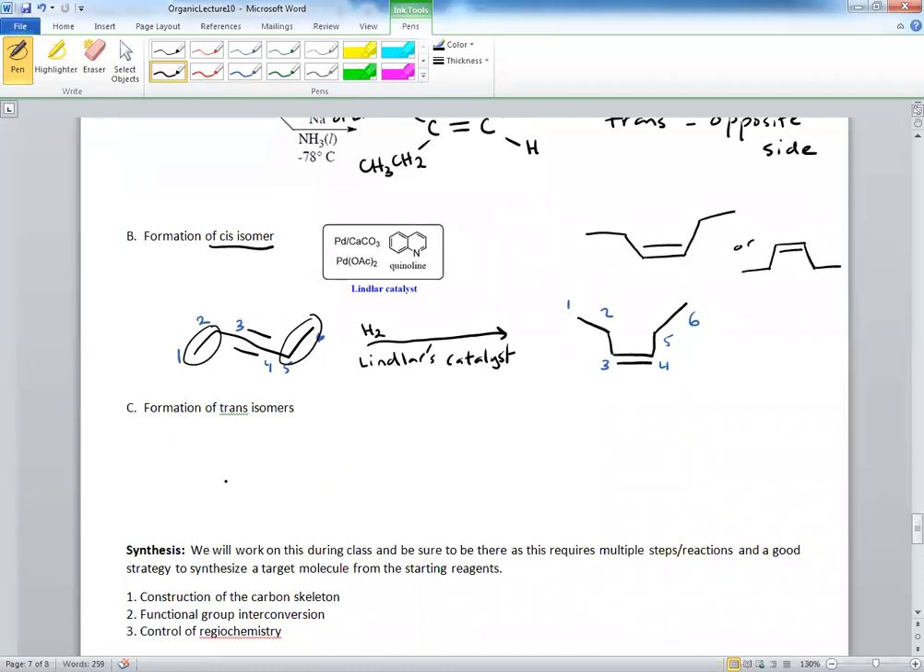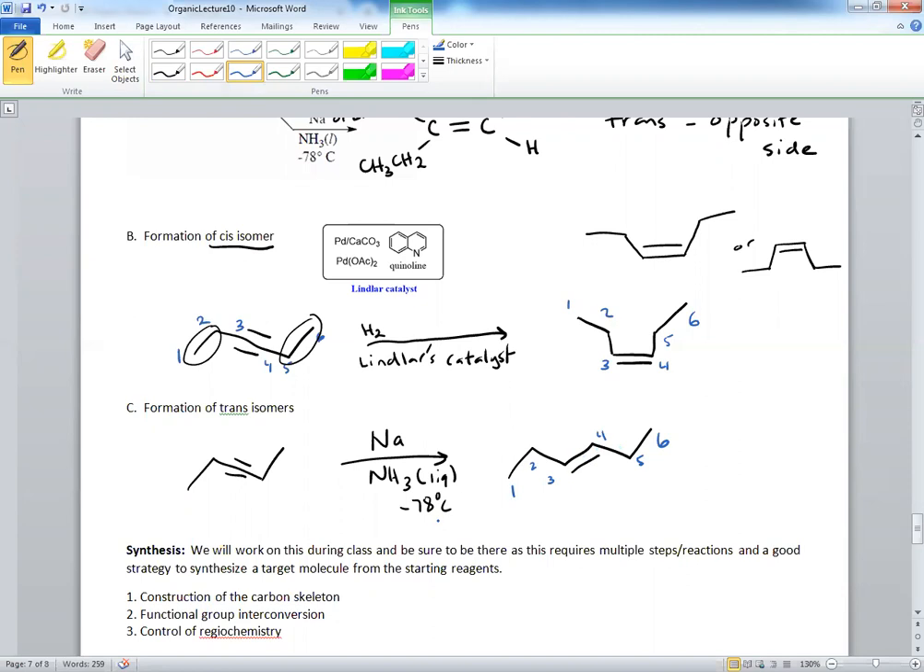Now, if you have the trans, then you can leave it the way it is. If you have 6, if you leave it like that, then that's automatically the trans isomer. 1, 2, 3, 4, 5, and 6. Trans, they're both on opposite sides.